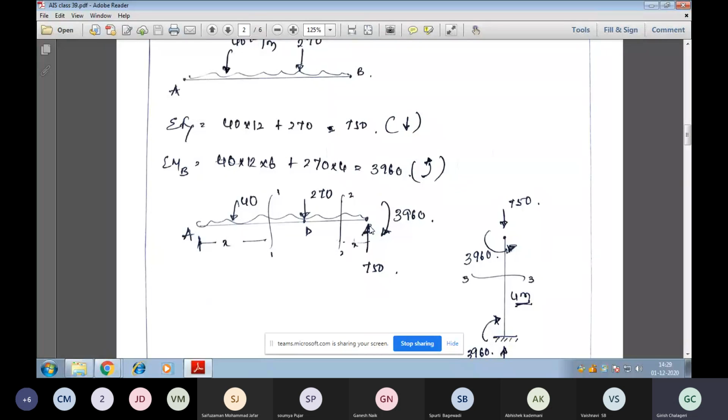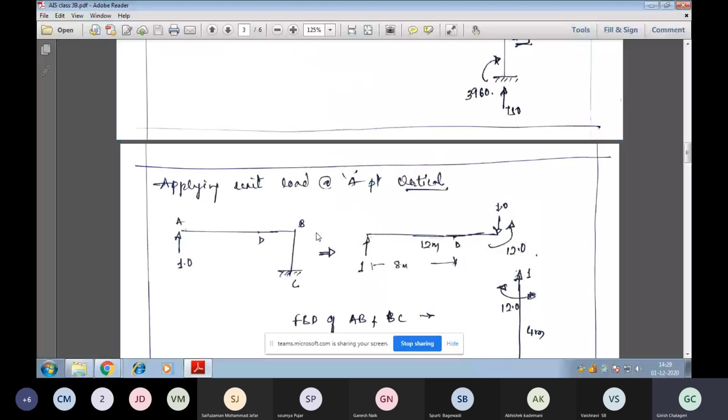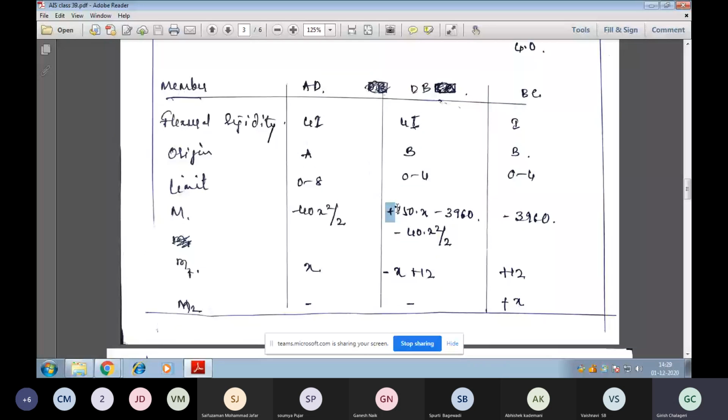This is the right hand side. Anti-clockwise becomes plus. So 750 into X minus 3960, which is clockwise on the right hand side, minus the UDL in between, which is 40 into X by 2. This is the equation for the second member: 750 into X minus 3960 minus 40 into X by 2. This is for member DB.